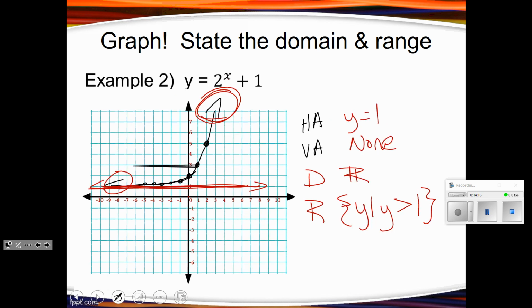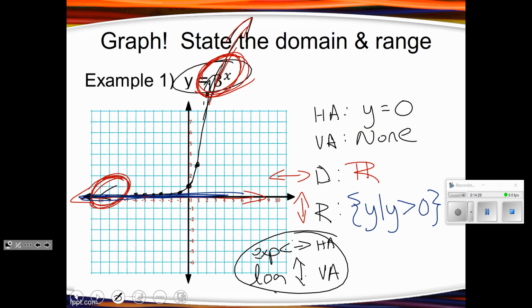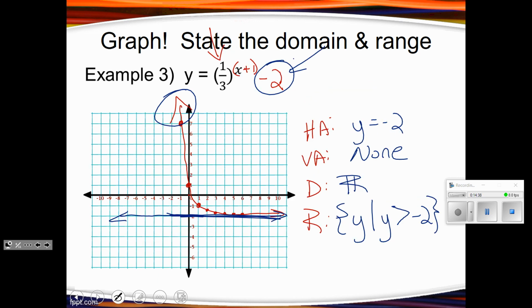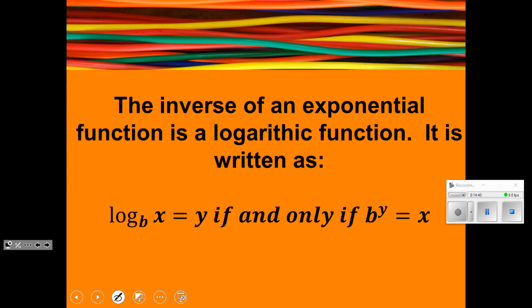Like if you look at this one right here, I know my shift, I'm going up 1. Up one on the graph. So that's where my horizontal asymptote is. And you can use your horizontal asymptote to help you with your range. Okay? Same thing here. Where's my shift? I'm at plus 0 because there's nothing out there. So that gives me my horizontal asymptote. Okay? So let's go to logarithm.